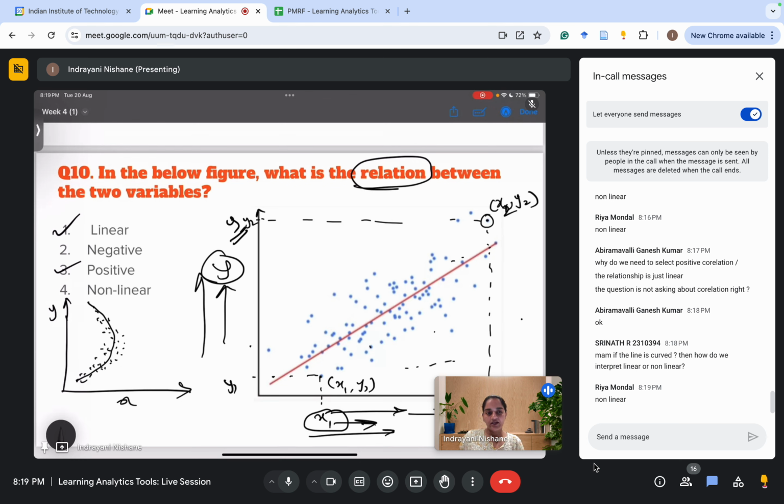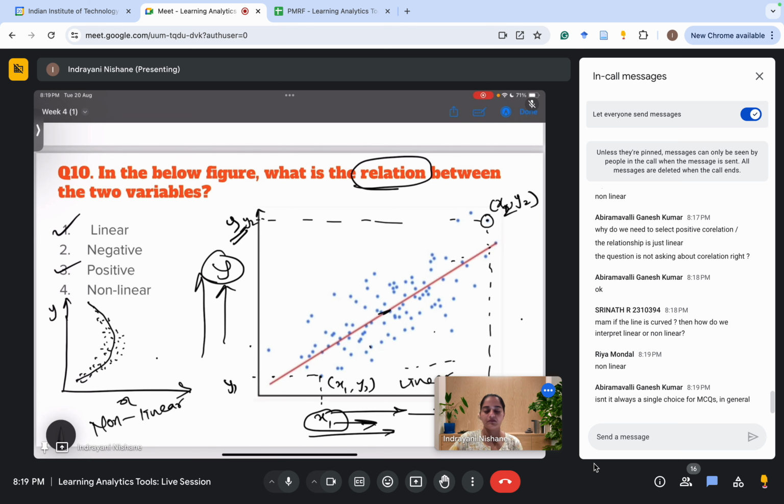So a relationship is linear when the best fit line is straight like this. Here the red line, that's an example of a linear relationship. But if the scatter plot looks like this, then it's a non-linear relationship. So the correlation is non-linear in this case, and here the correlation is linear.